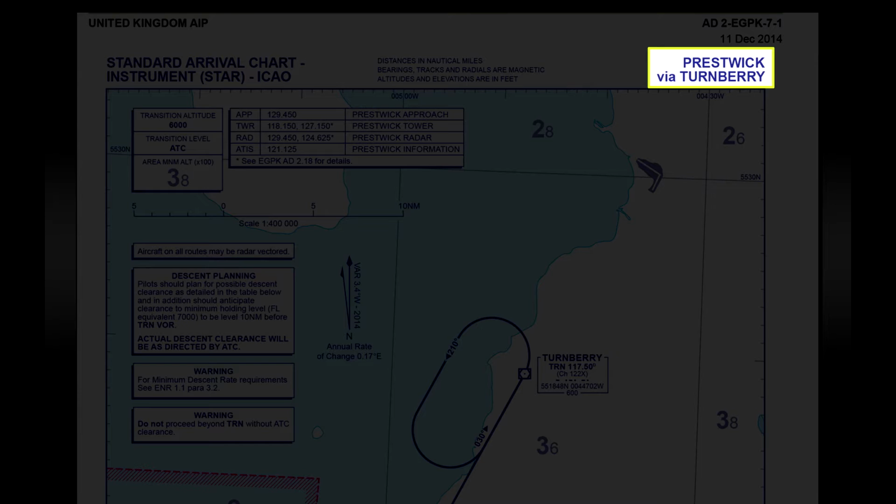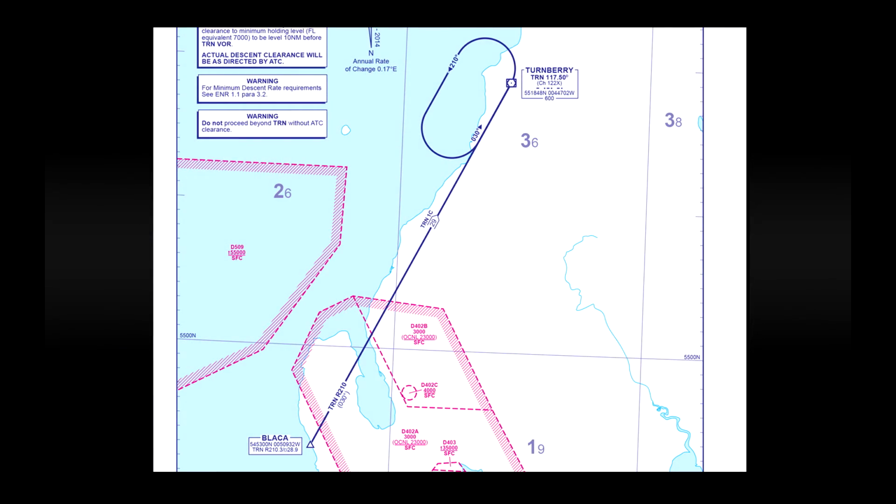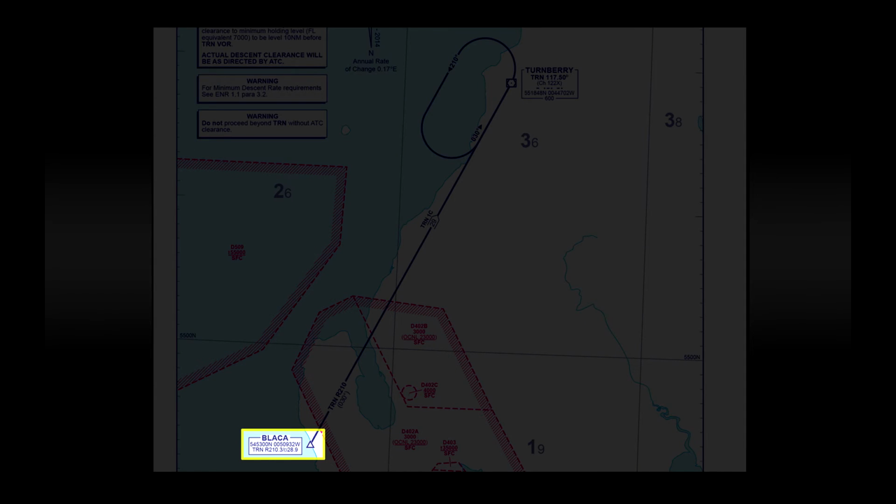Now, if there's any avid golf fans out there, you may recognise the name Turnberry, as there is a delightful golf course there, but seeing as we're all aviation fans, we're more interested in the VOR station here. I'll come back to this in a moment. So the star begins down here at this waypoint called Blacka. So a plane will fly to this waypoint or transition to begin the star procedure.